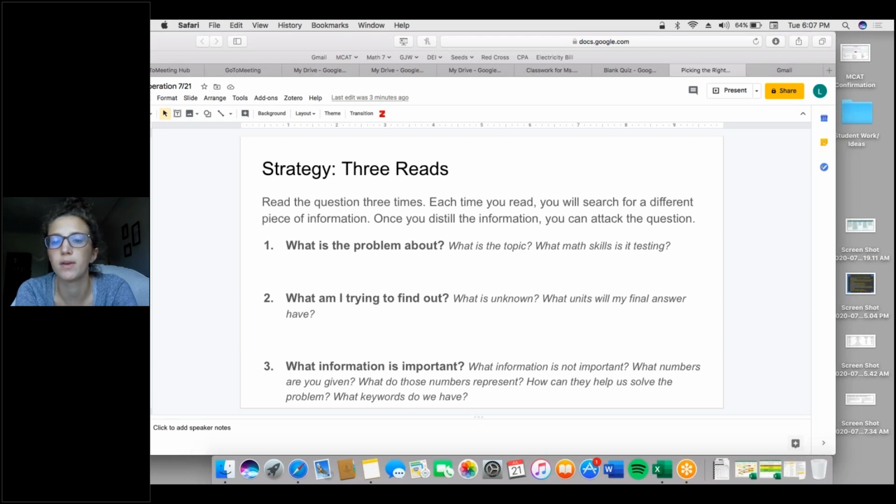For example, if I'm given $5, what does that $5 mean in the problem? How can these numbers help us solve the problem? And lastly, what keywords do we have? Other than numbers, what language does the problem have that tells us what we're going to do? So we're going to practice answering these 3 reads, and then we will see how we can apply that to solving problems. But the first practice problems are just on doing the 3 reads, not even solving.